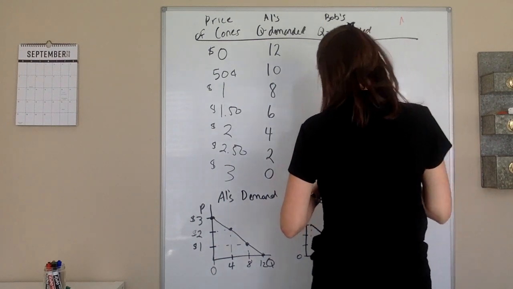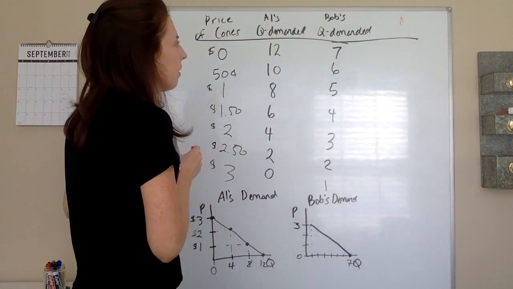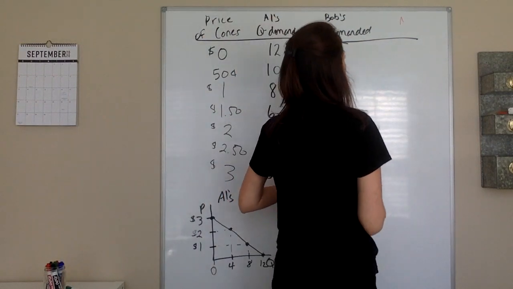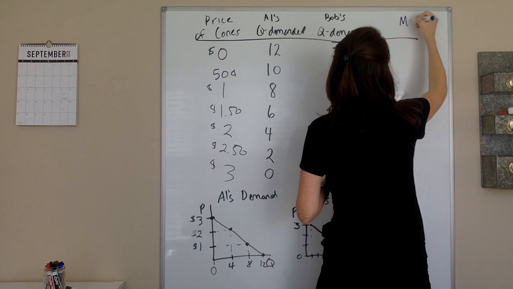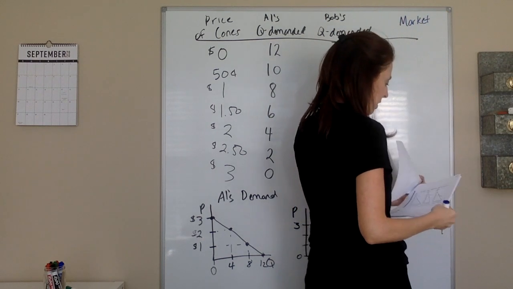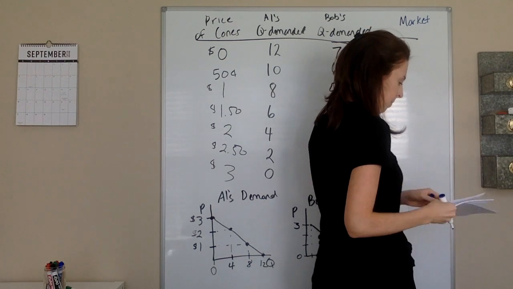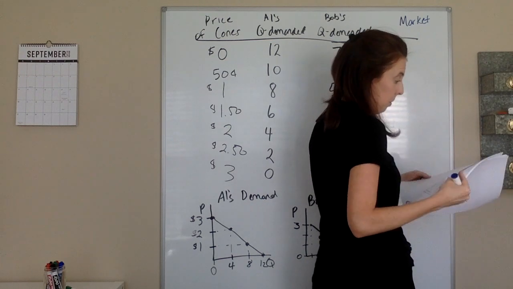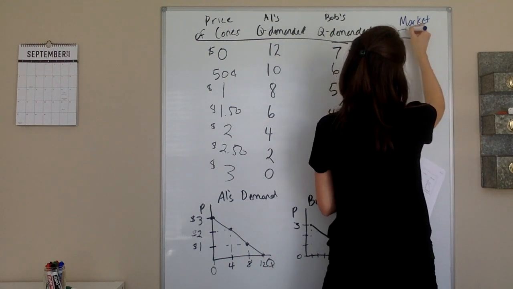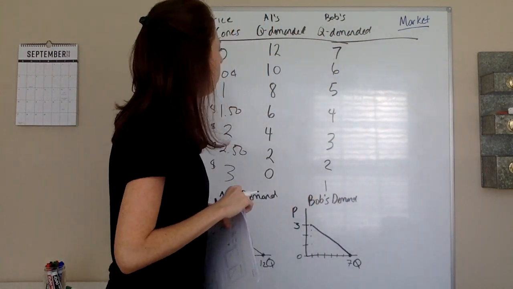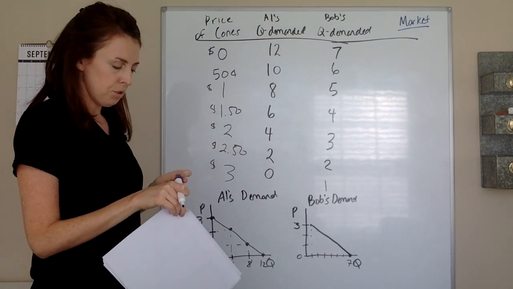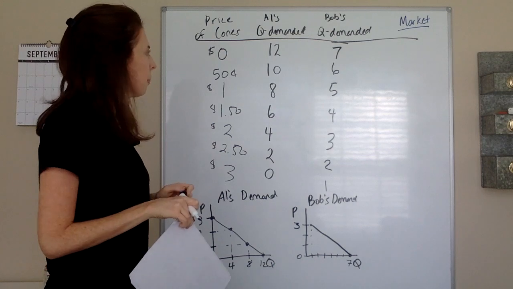So in this column out here, let's see if the blue marker works better. We're going to have the market quantity demanded, which is also going to be the market demand. So this is going to be the market in total. Well, okay, let's start with the table. The table is easiest, and then we can move down to the graph.